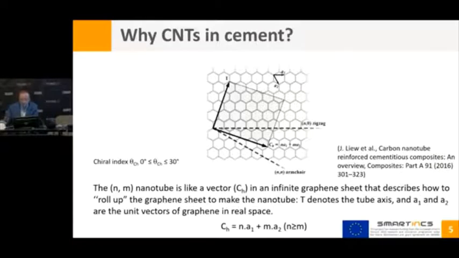And at that point we can define this chiral vector, which can form a certain angle, which is called the chiral index there. And the value of this angle can range from 0 to 30 degrees. Then if we use these reference vectors, A1 and A2, we can define the chiral vector as equal to n A1 vector plus m A2 vector. So n can be equal to m, but it can also have a higher value.